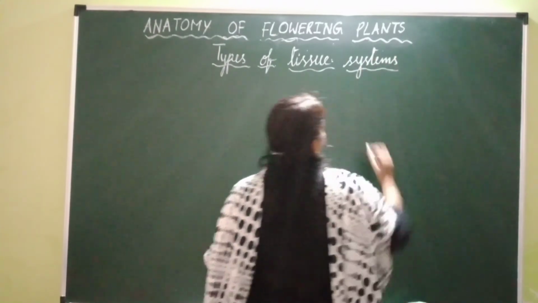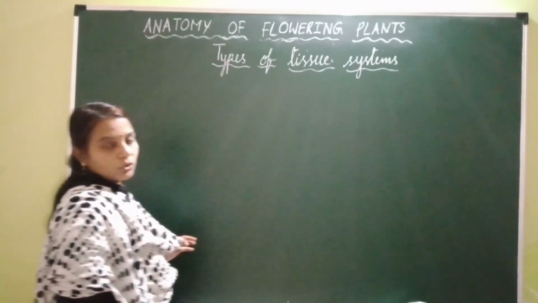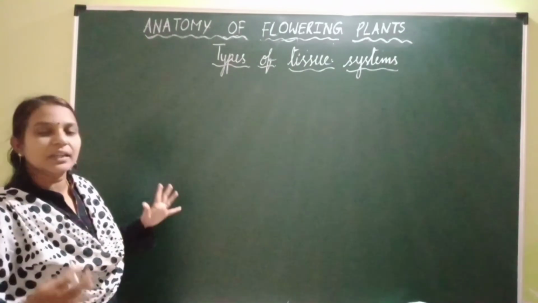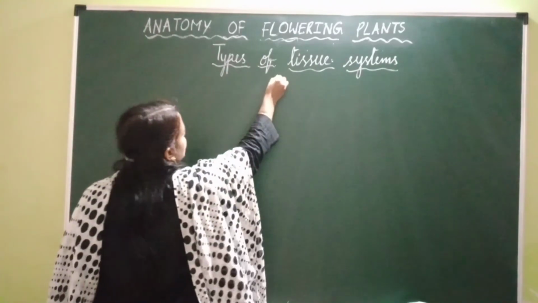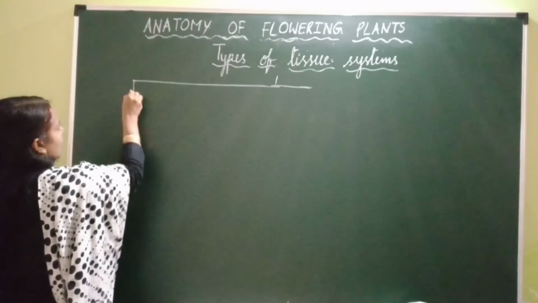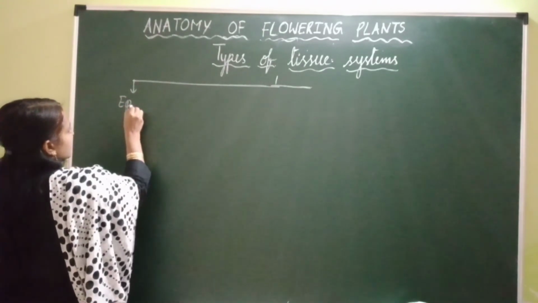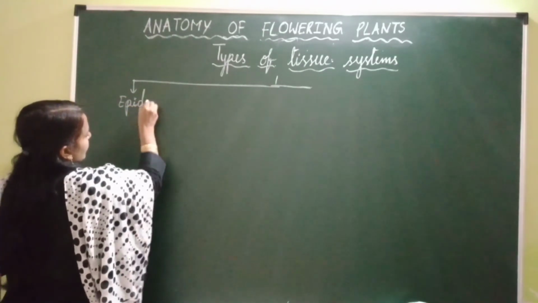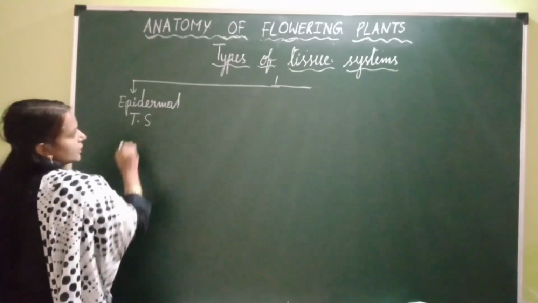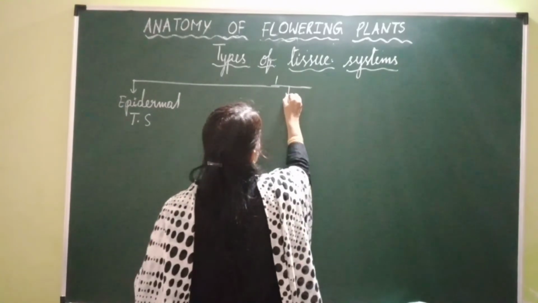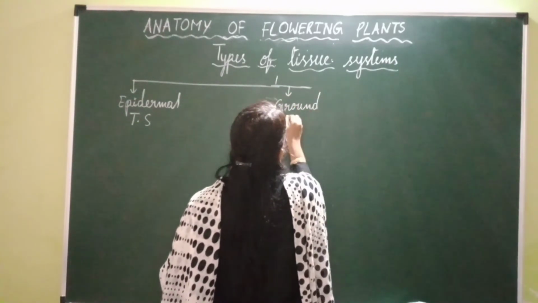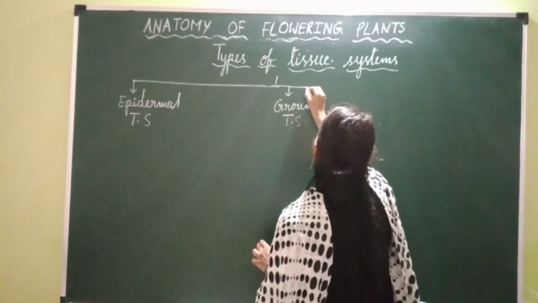So tissue systems are divided into three types on the basis of their structure and their position, that is location, present in plant body. These three different types of tissue systems are epidermal tissue system, ground tissue system and vascular tissue system. Epidermal tissue system, I am writing it as TS, tissue system, and then ground tissue system and vascular tissue system.